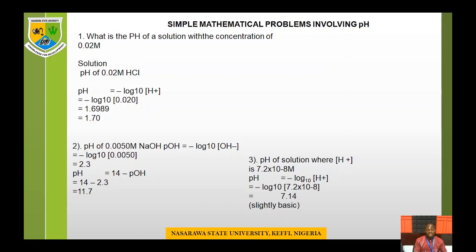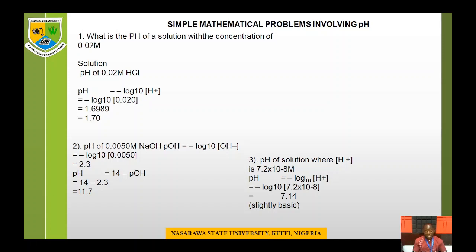So in the case of number 1, when 0.02 replaces hydrogen ion concentration, all you need to do is to take the negative logarithm to base 10 of this number, which is 0.02, and that gives 1.6989. Expressing it in 2 decimal places gives 1.70. Then in the second instance, replace hydroxyl ion concentration with 0.005 molar. That gives 2.3.